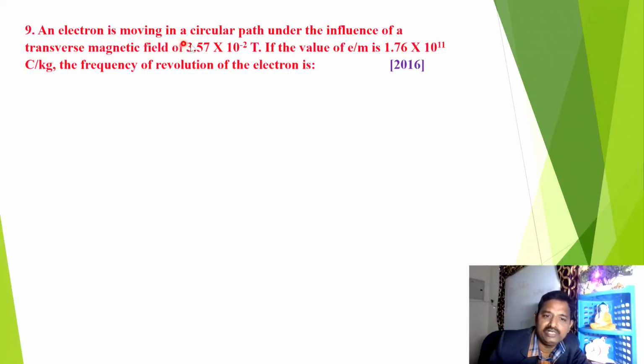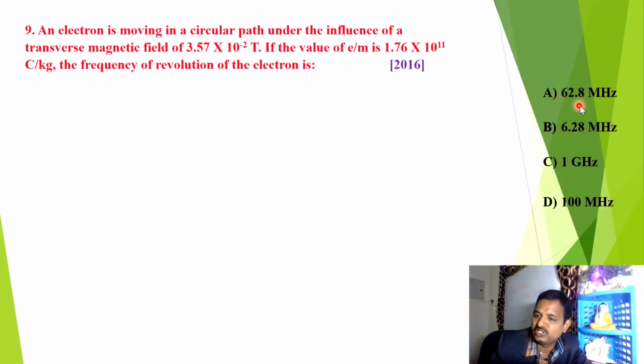An electron is moving in a circular path under the influence of a transverse magnetic field of 3.57 into 10 power minus 2 Tesla. If the value of e by m is 1.76 into 10 power 11 coulomb per kg, the frequency of revolution of the electron is. It was given in 2016. Here the options: option A 62.8 megahertz, option B 6.28 megahertz, option C 1 gigahertz, option D 100 megahertz. Now we will do the solution.